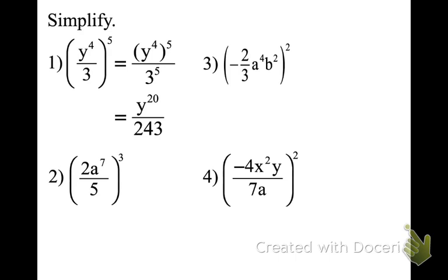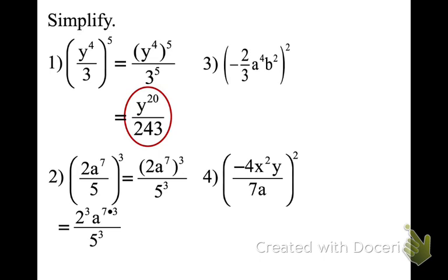So 2 to the 3rd, a to the 7th times the 3rd, and 5 to the 3rd. That's 8, a to the 21st, over 125. Okay, I would have skipped this right here and just gone right to this. Okay, next one. Remember, we have to do both numerator and denominator, and the negative gets squared.